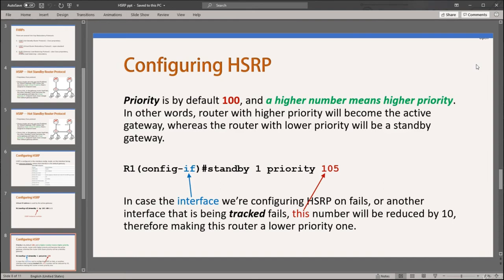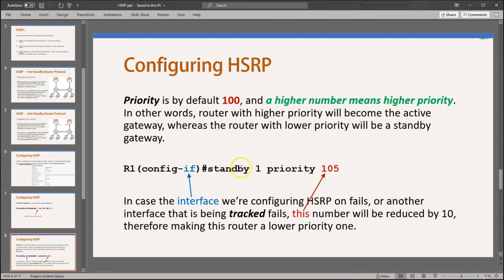As for priority, priority is, as we already mentioned, by default 100. And a higher number means higher priority. The router with a higher priority will become the active gateway, which means that the traffic will go through that gateway. And the router with the lower priority will be a standby gateway.